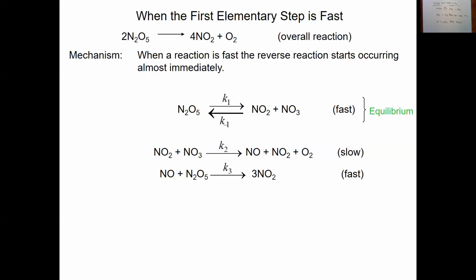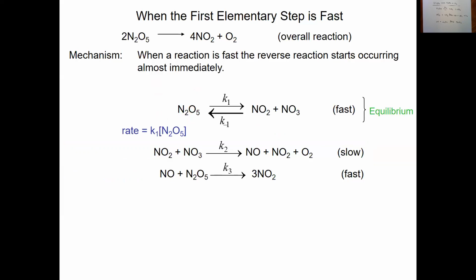So because we know all of these steps are elementary steps, we can write the rate law for each step individually. So if we take this first reaction here, we say the rate law for that forward reaction is the rate equals K1, because that's the specific rate constant for that reaction, K1 times the concentration of N2O5. Rate equals K1 times concentration of N2O5. Okay, cool. Because it's equilibrium and the reverse reaction is also happening, we need to consider the rate law for the reverse reaction as well.